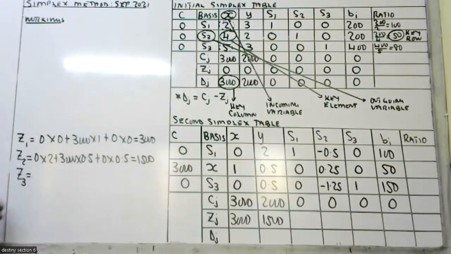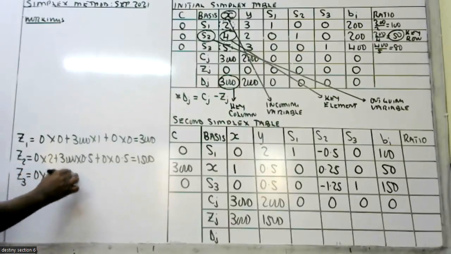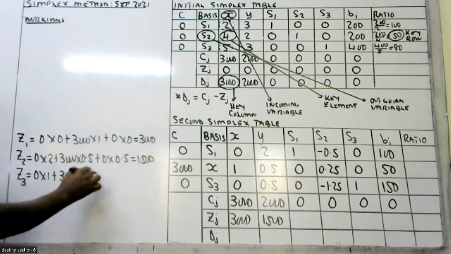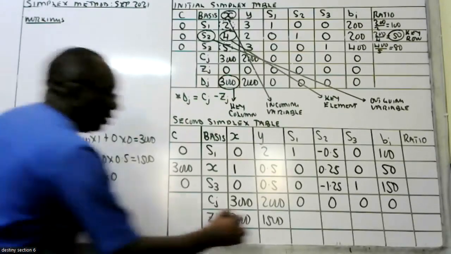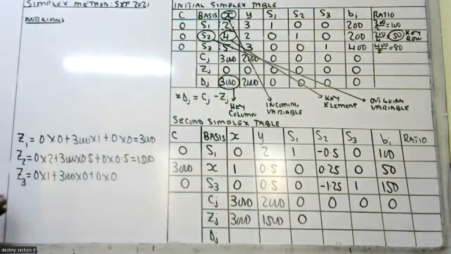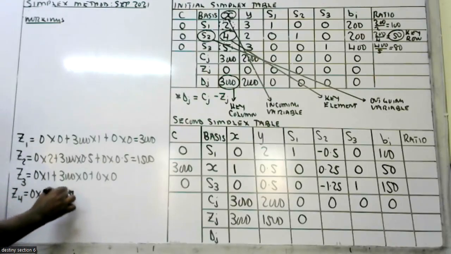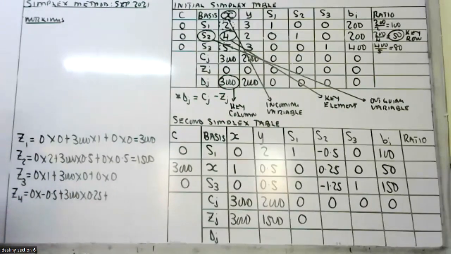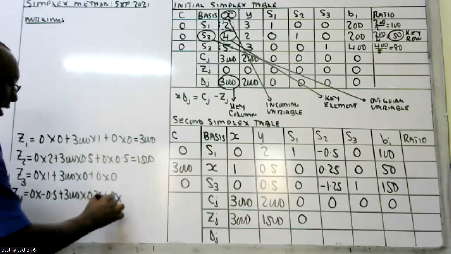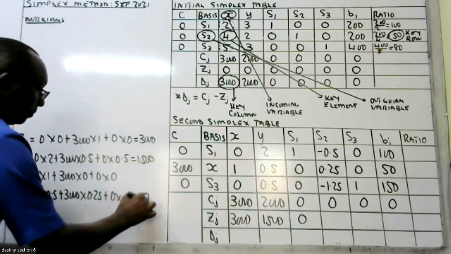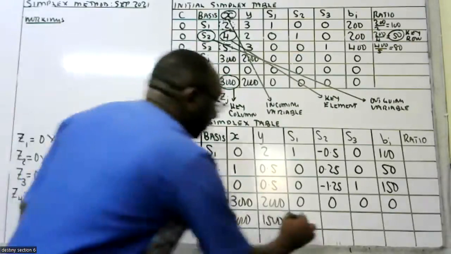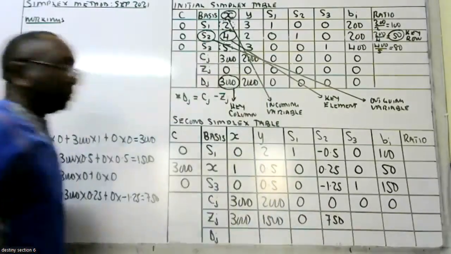Z3 is 0 times 1 plus 3000 times 0 plus 0 times 0, and the whole of that is 0. Z4 is 0 times negative 0.5 plus 3000 times 0.25 plus 0 times negative 1.25, and this should be 750. Naiweka hapo 750.